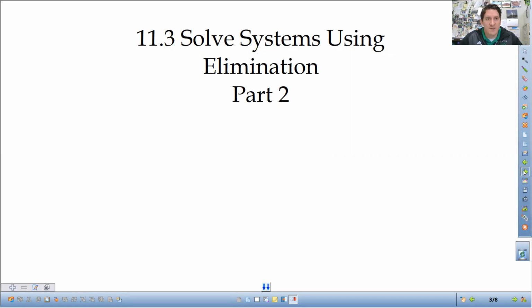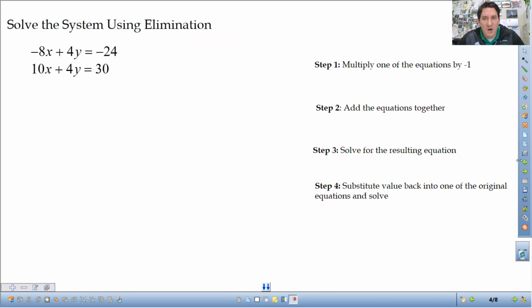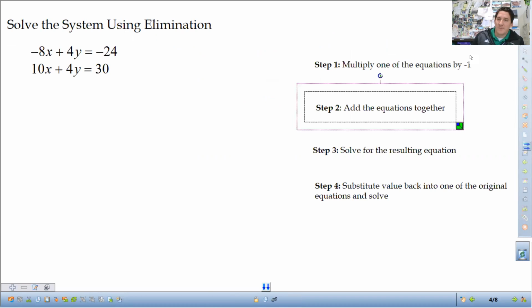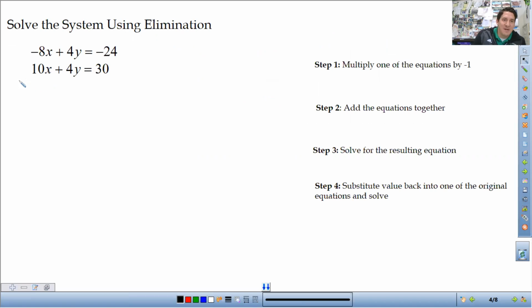So let's look at our first example. We're going to solve using elimination. We have negative 8x plus 4y is equal to negative 24. And then 10x plus 4y is equal to 30. Real quick, let's just look what happens. Last time we just added these together. So what if we just add these together without changing anything?